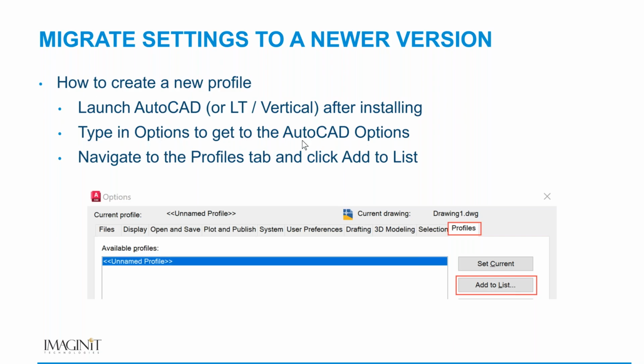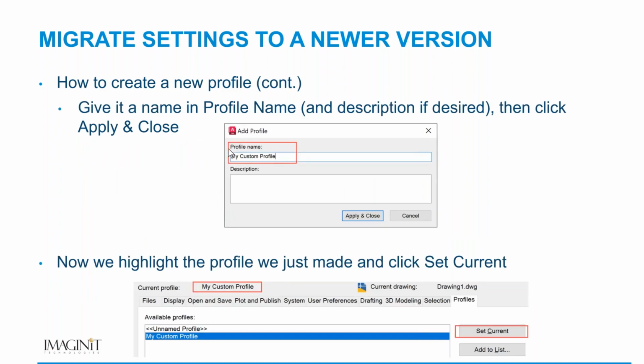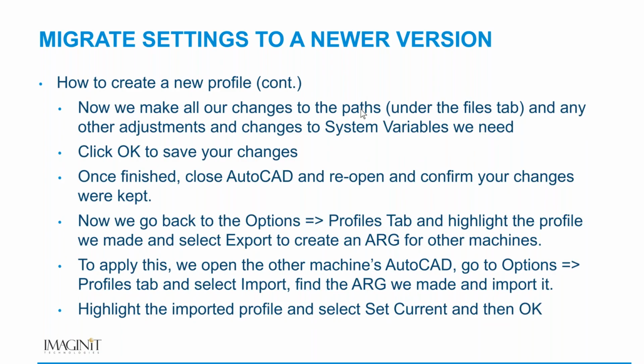We type in options to get to the AutoCAD options. We navigate to the Profiles tab and we click Add to List. Whatever I highlight here is what it's going to clone. Then I give it a name, like my custom profile, or your company name and product year, something that identifies it very easily to you. We highlight that profile that we just created. We hit Set Current. Now we make all the changes to any of our support paths, any other adjustments, any changes to system variables we need, and we click OK to save our changes.